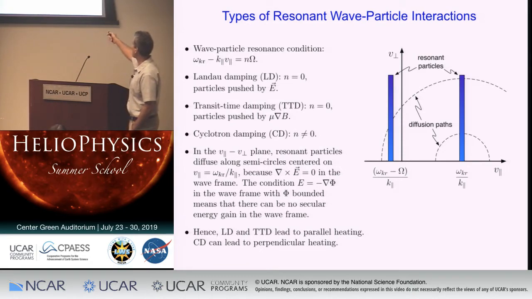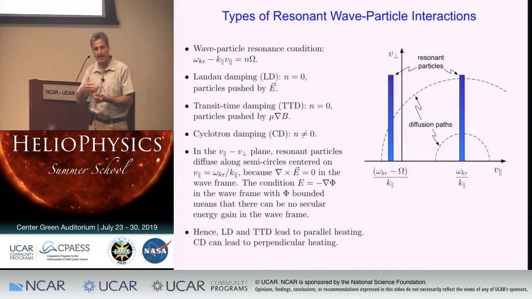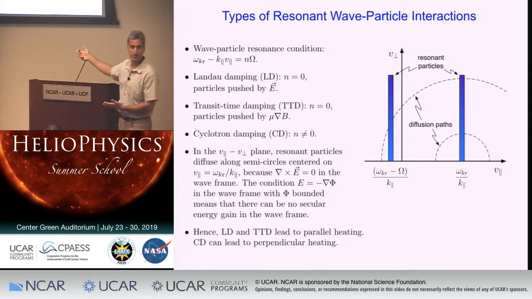So in terms of which particles in velocity space are affected by this, if we have v parallel on the horizontal axis, v perp on the vertical axis, particles with v parallel equal to omega over k parallel here can resonate with the particular wave in question with that k and that omega. Those particles diffuse along curves of constant energy in the wave frame, along these semicircular dashed lines. In this case, that diffusion is horizontal, in the direction of v parallel. Particles that undergo Landau damping can gain or lose parallel velocity. They're not going to gain velocity perpendicular to the background field, only parallel velocity.